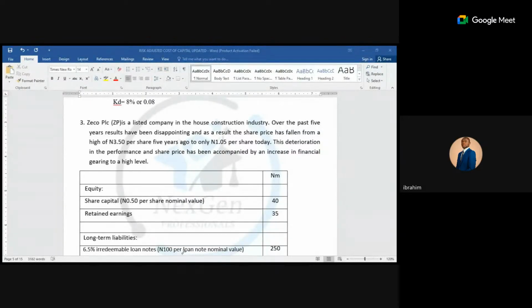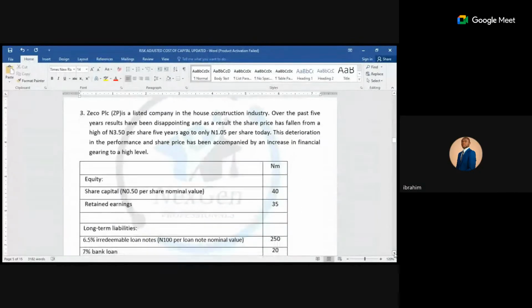Imagine your profit is 50 and you want to pay a dividend of 100 naira, right? These are the things that we look at when you want to invest in a company. But what I'm trying to explain here is that when a company's level of gearing is high, it will definitely affect the share, because investors will not want to invest in such a company.